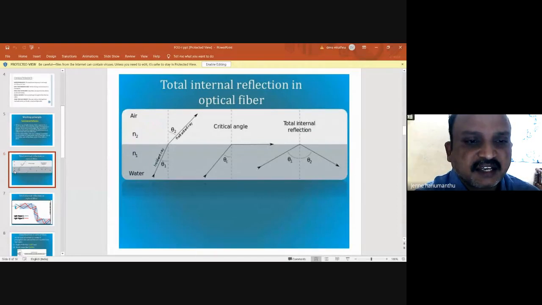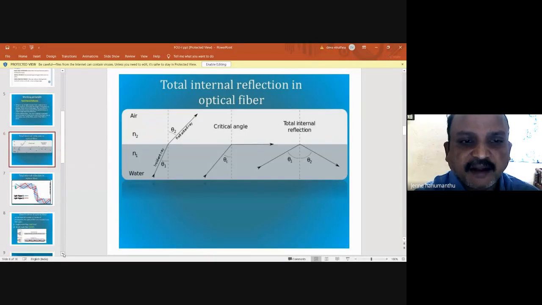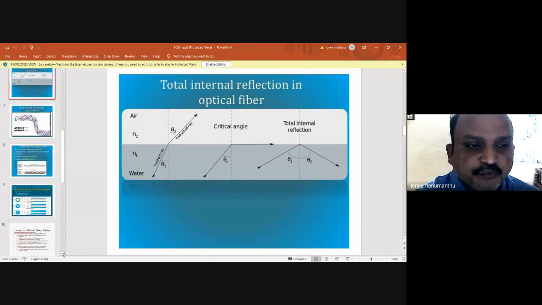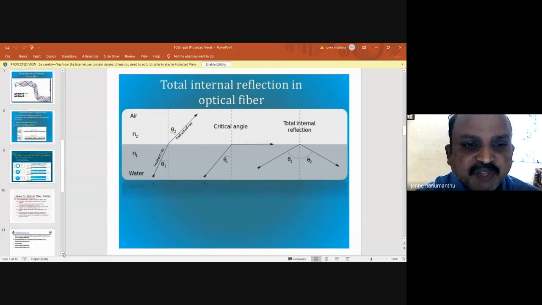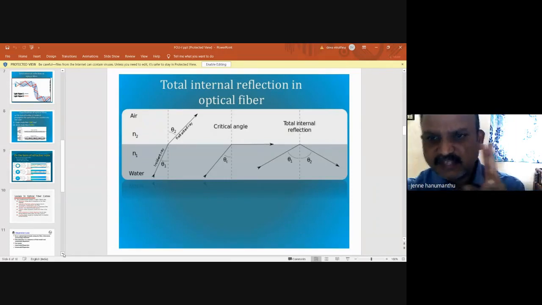This is water. This is air. See, when any light ray falls at one point on the surface, there are two possibilities.